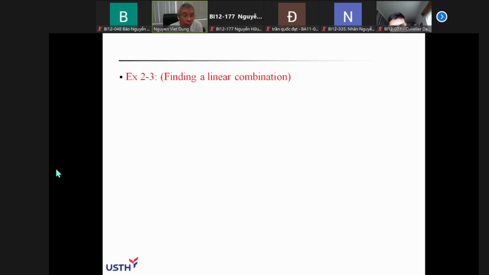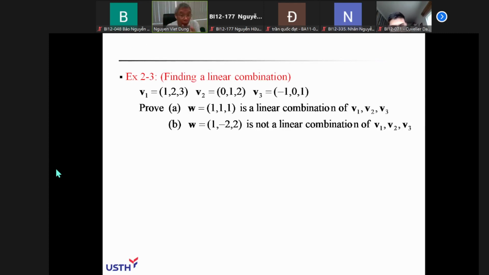Here is some example about that. You can see that finding a linear combination is kind of solving a system of linear equations. Suppose that you are given three vectors v1, v2, v3 with coordinates like that. The first exercise requires you to prove that W with coordinates 1, 1, 1 is a linear combination of v1, v2, v3. And exercise B requires you to show that W with coordinates 1, minus 2, 2 is not a linear combination of v1, v2, v3. If you remember the definition, it is very easy to do the exercise.